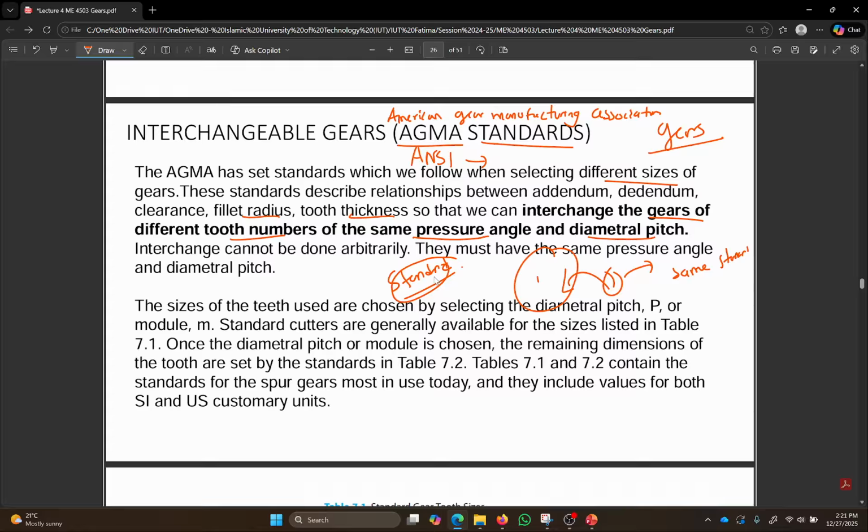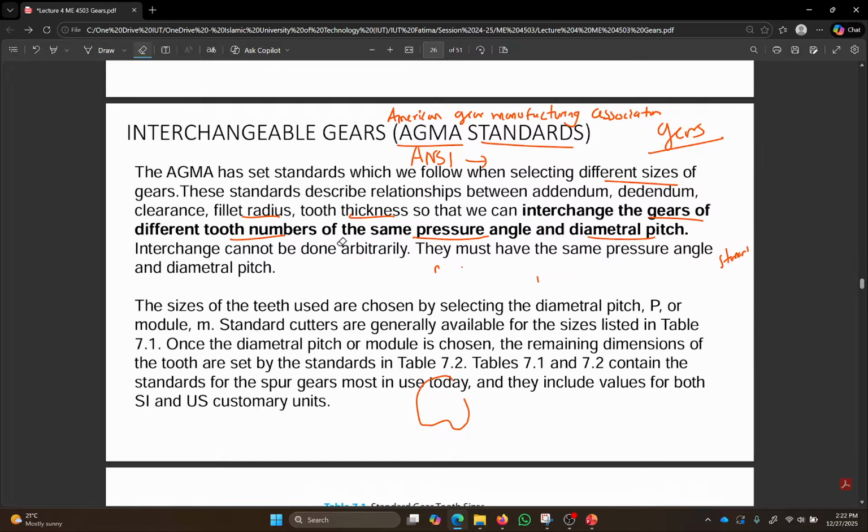Why must they be standard? Because only standard gears defined by these associations follow the formulas I showed you, 1 by P for addendum, 1.25 by P for dedendum, and all that. The standard gears follow the relationship. Non-standard gears are arbitrarily shaped gears, and they don't follow this relationship. So even if you have the same pressure angle and diametral pitch for those gears, the addendum-dedendum relationships are not maintained, so you cannot simply interchange between them.